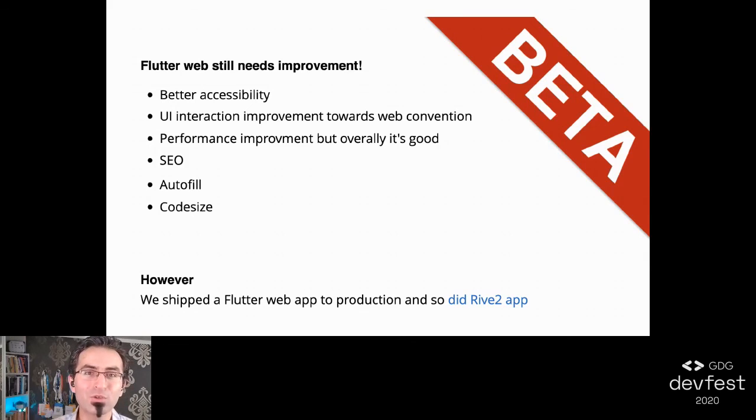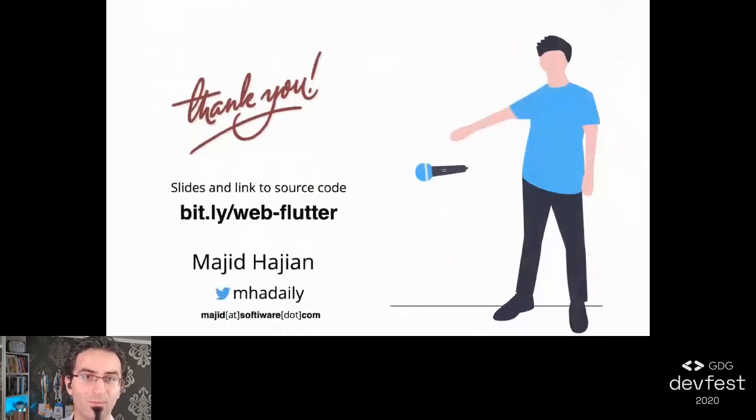Some of the big players did that too, like Rive 2. It's a great company which is creating 2D animations for web, Flutter and other platforms. And they also shipped a web application, the second version, with Flutter Web.